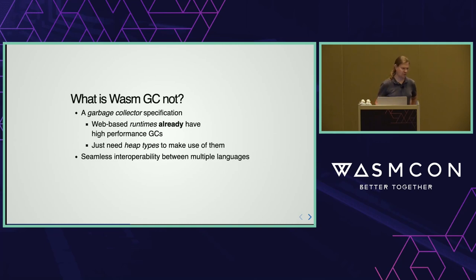And I'll touch a little bit on what Wasm GC is not. It is not a garbage collector specification. Personal story: when starting to work on this, I dreaded, and was excited, that I'd be working on something like a concurrent mark and sweep. Not the case. Because actually, web-based runtimes already have high-performance GCs, and there are high-performance GCs available on the server side. We just need to use them. So what we do need is to add heap types to make use of that. And what also is explicitly a non-goal, which is tackled by the component model, by the way, is seamless interoperability between multiple languages.